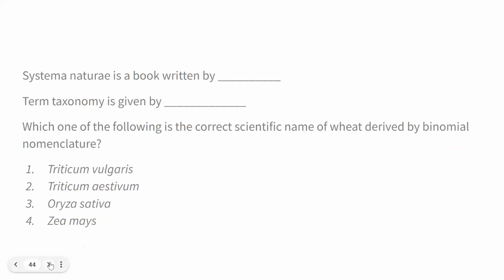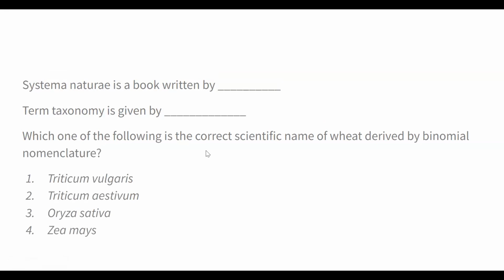Okay. Next is about Systema Naturae. Who wrote the Systema Naturae book? Okay. Who gave the term taxonomy? APD Candolle. Correct. I think I've given in the notes, right? The term was coined by APD Candolle. So APD Candolle का name भी important है. Okay, answer this in the chat box.